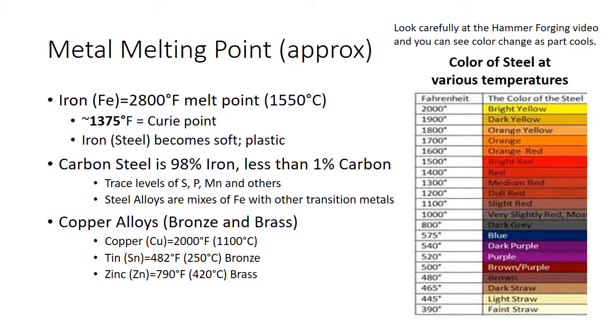And those color changes actually happen as you heat up steel, plain carbon steel. It's a very light straw color when you first start heating it up, and then you get into the bright red and the oranges and the bright yellows.